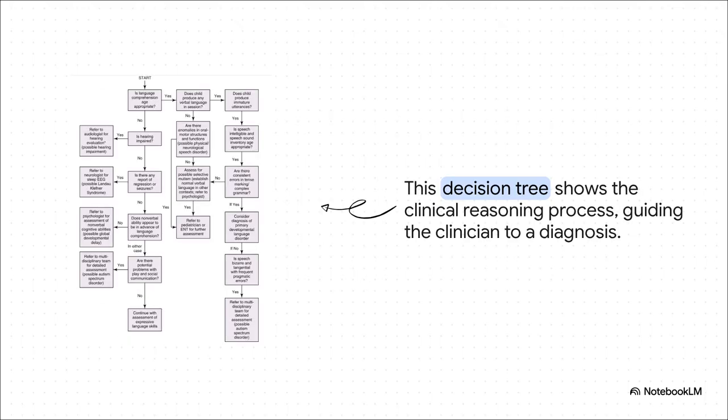And to get to that final diagnosis, clinicians follow a very logical, evidence-based process. This decision tree is a fantastic visual for it. It shows how they move from one question to the next, weaving together all the information they've gathered to rule things out and land on the most accurate conclusion.